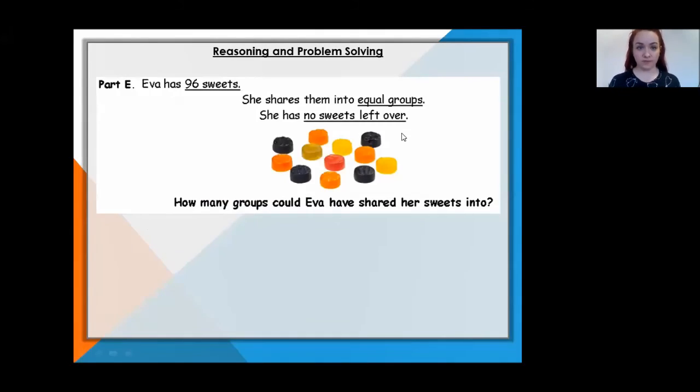For the problem solving, it says Eva has 96 sweets. She shares them into equal groups and she has no sweets left over. How many groups could Eva have shared her sweets into? Again, this one you're going to have to try out. There might be more than one answer, so see if you can find as many different answers as you can. Make that number using counters and then try dividing it up into different groups and see how many answers you can come up with.